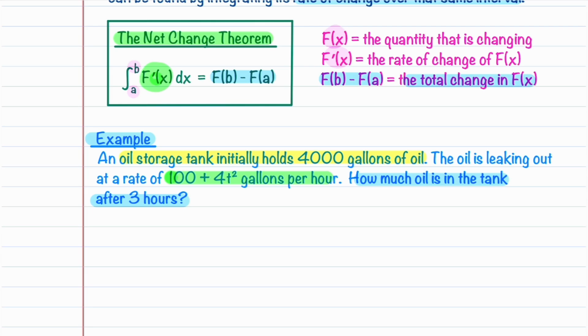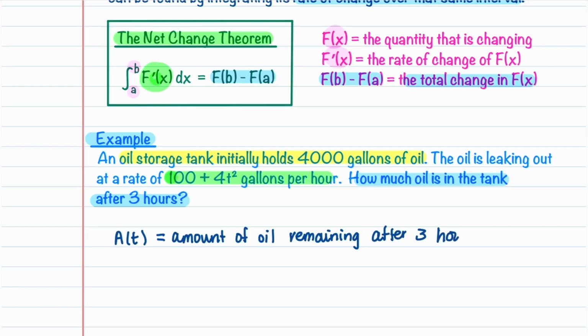Let's start by assigning some variables to what we need to find and what we're given. We need to find the amount of oil remaining after 3 hours. So let's assign capital A of t, A being for amount, is the amount of oil remaining after 3 hours. It's always a good practice to write down what your variables are.